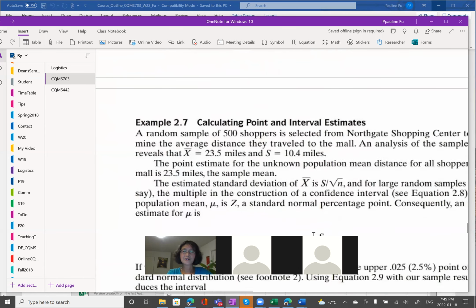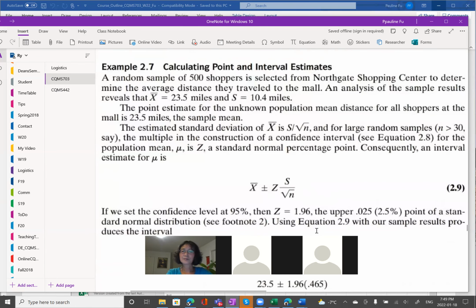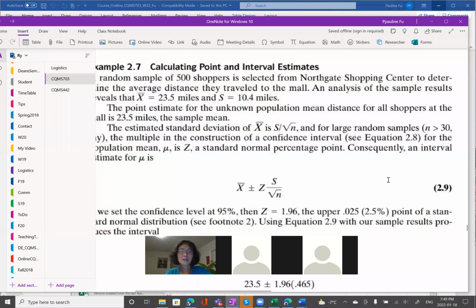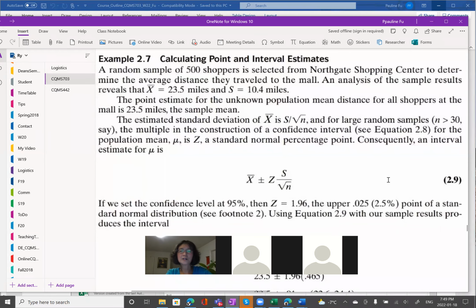All right. So now let's do an example. Just make sure you can see the whole example. This example is to calculate the point and the interval estimates. Remember in chapter 1, the forecasting outcome could be a point, or the forecasting outcome could be an interval. So let's do this question.